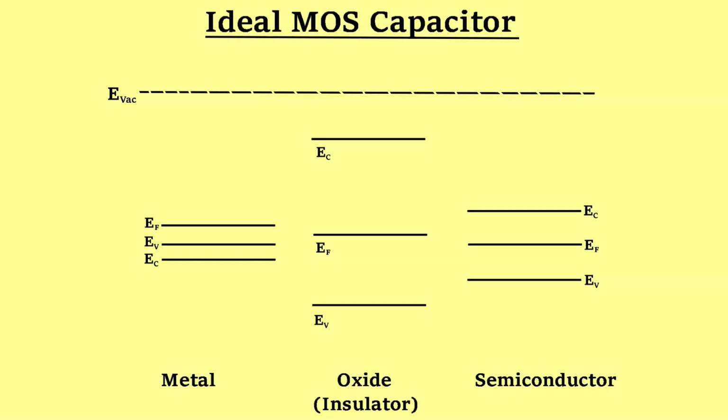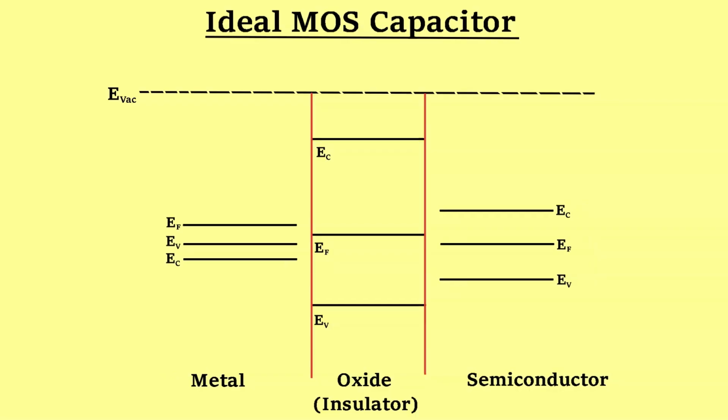First, we will draw the energy band diagram for metal, insulator, and semiconductor separately, which we have also drawn in the first unit. Now, we will join all these three energy band diagrams along with two vertical lines, which simply represent the junctions. There are a few parameters you should know.